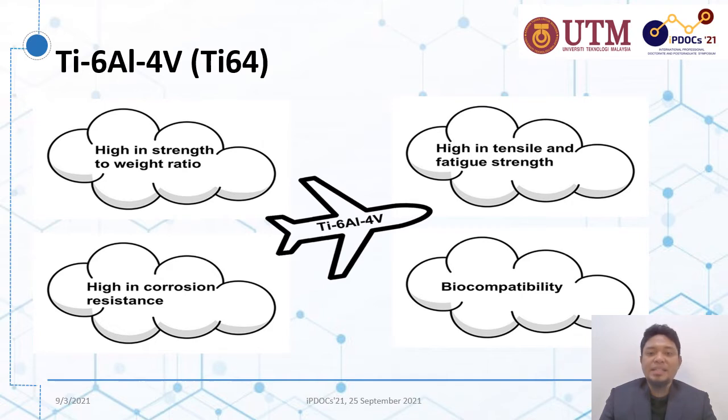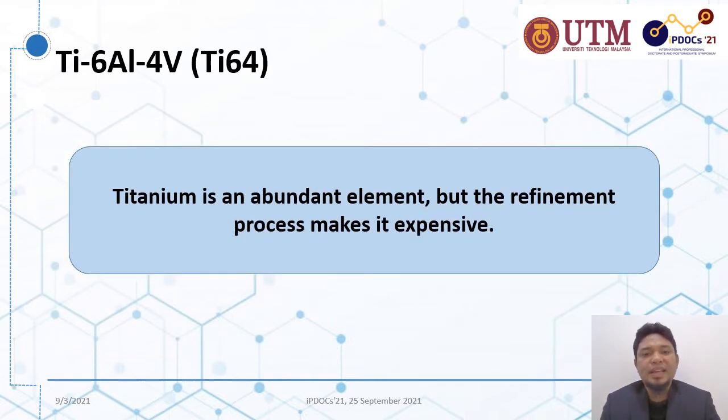Why is Ti64 being chosen? Because its properties give a high strength to weight ratio, high tensile and fatigue strength, high corrosion resistance, and also biocompatibility. Titanium is expensive even though it is the ninth most abundant element, so it is rarely used for commercial purposes.